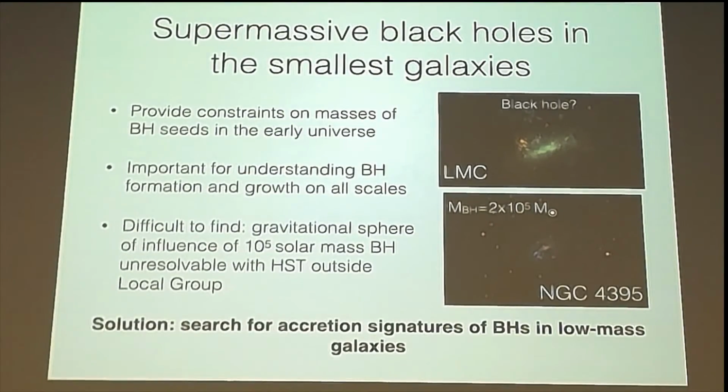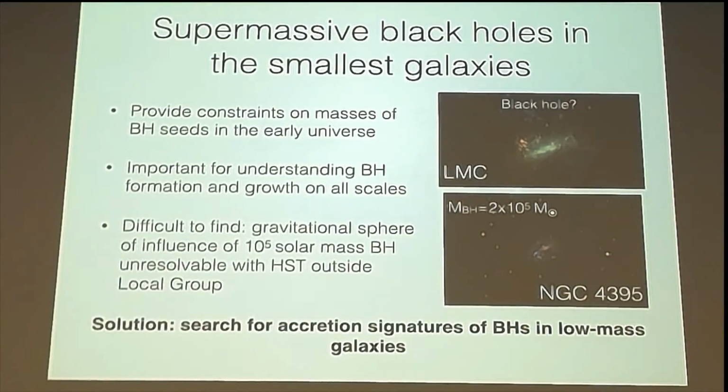So on the upper right there is an image of the Large Magellanic Cloud, which is a dwarf satellite galaxy of our Milky Way. So it's really nearby, but we don't actually know whether the Large Magellanic Cloud contains a black hole. And it's sort of a messy system, so it's unclear necessarily where you would start to look.